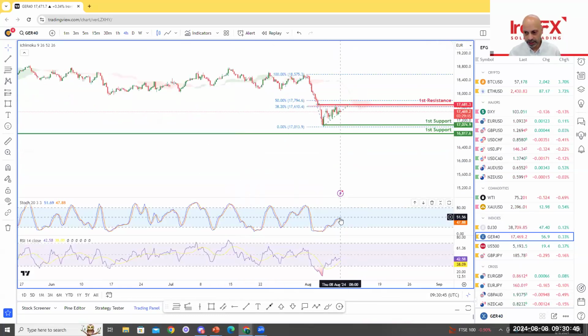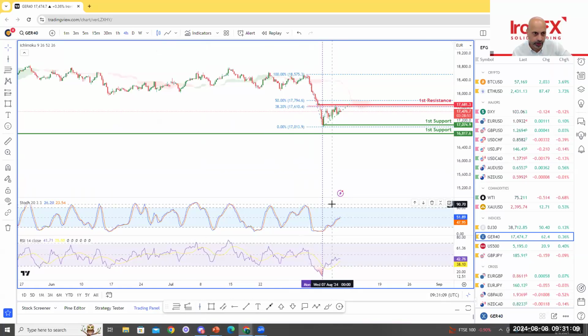Now, looking at stochastic and RSI, we see both of these momentum indicators in mid-range. We're looking at the 4-hour time frame. Stochastic is at around 51, RSI is at around 42, neither of which are indicating overbought or oversold conditions just yet. We actually saw a recent oversold condition here on Monday.